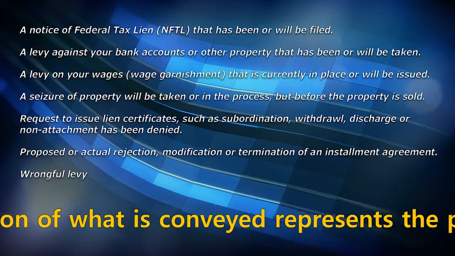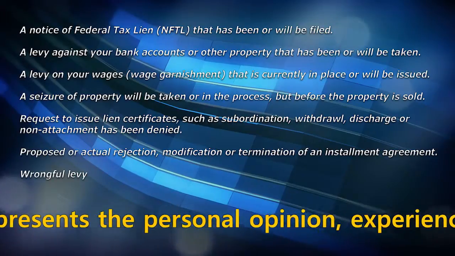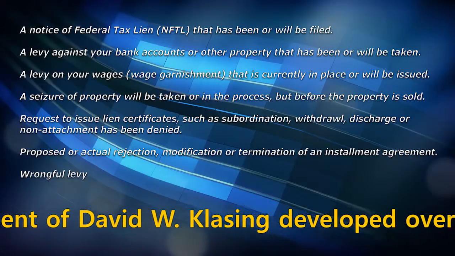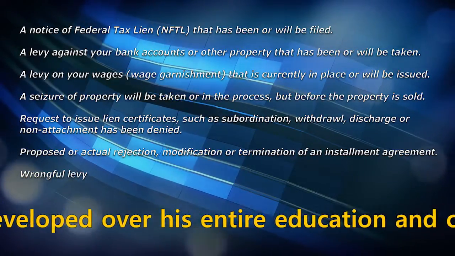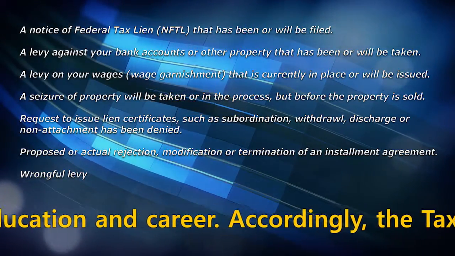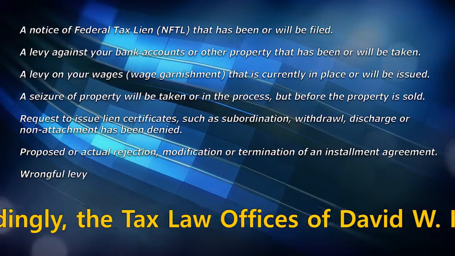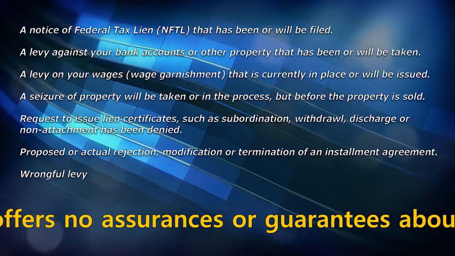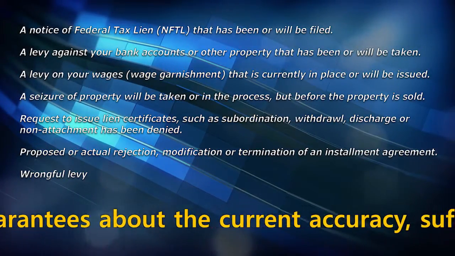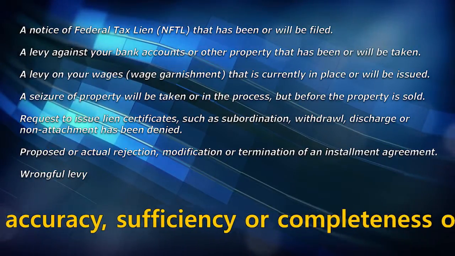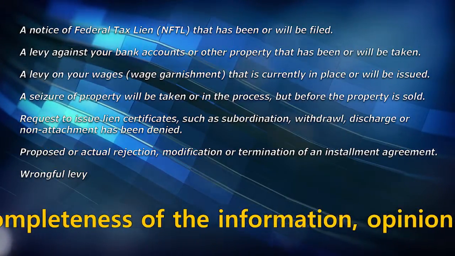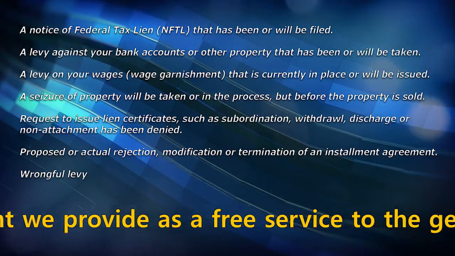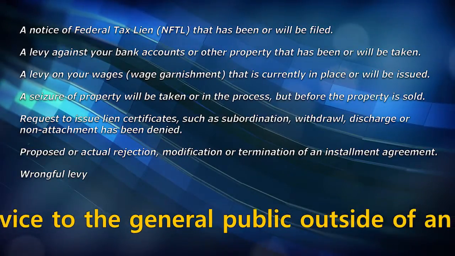This procedure can be used to subordinate a lien or to request a withdrawal of a public lien. This procedure can be used to request to issue lien certificates, such as a lien subordination, a lien withdrawal, or a lien discharge, or non-attachment of a lien, especially when this has been denied. This procedure can be used to attack a proposed or actual rejection or a modification or termination of an existing installment agreement. Finally, it can be used to go after a wrongful levy.